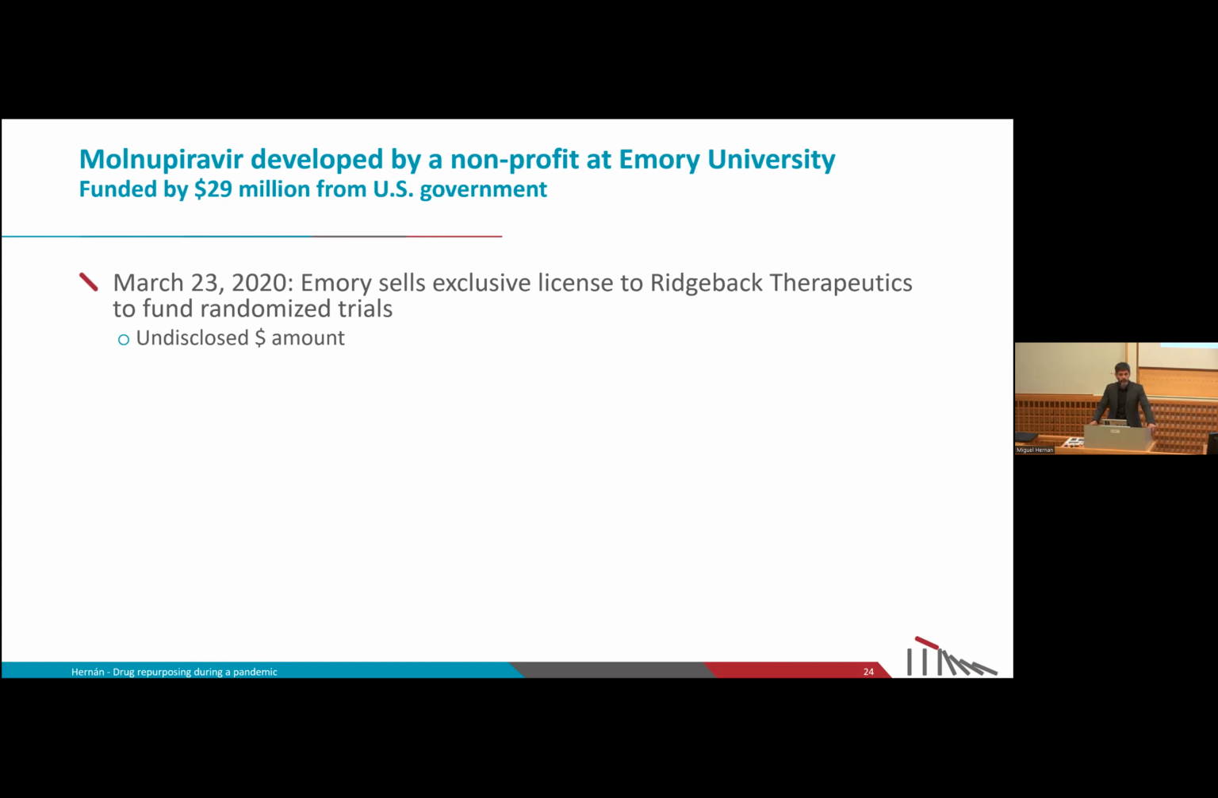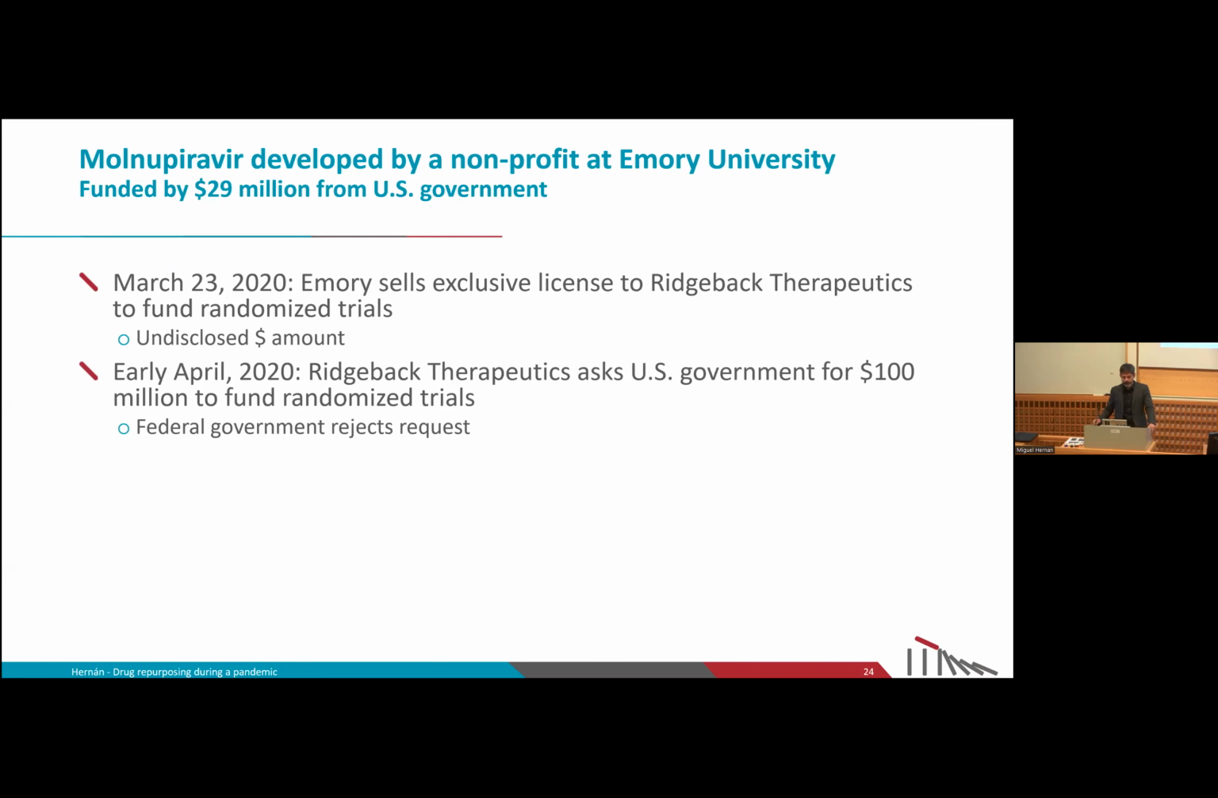Then on March 23 of 2020, Emory sells the exclusive license to a for-profit company, Ridgeback Therapeutics, because a nonprofit cannot really fund trials and do all the work to do the trials. So they gave the exclusive license to a for-profit company to do the trials. It is not known how much money they got for that. In early April of 2020, Ridgeback goes to the US government and says, hey, could you give me some money to do the trials? And the US government says no.